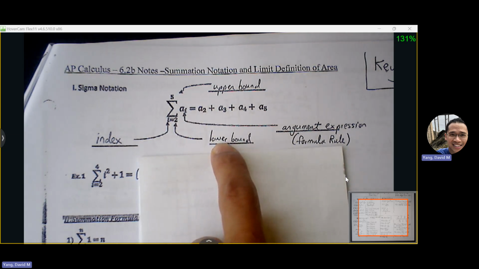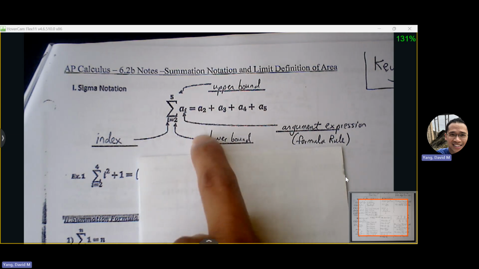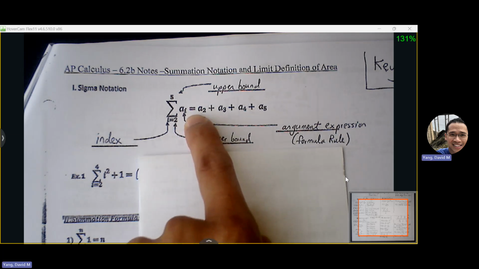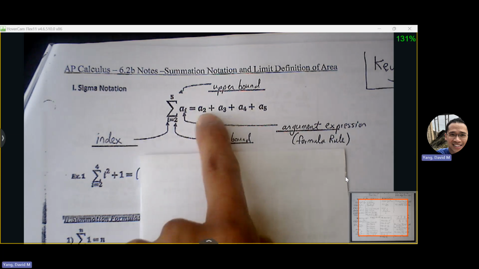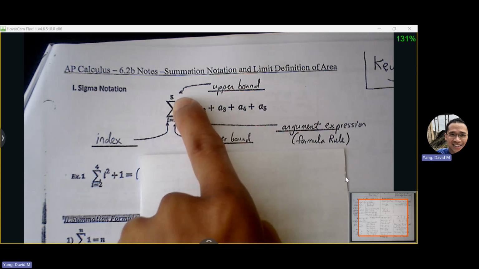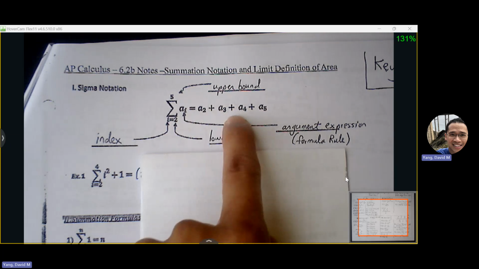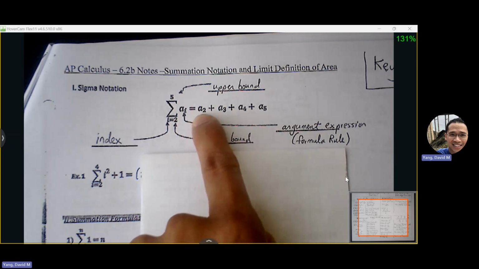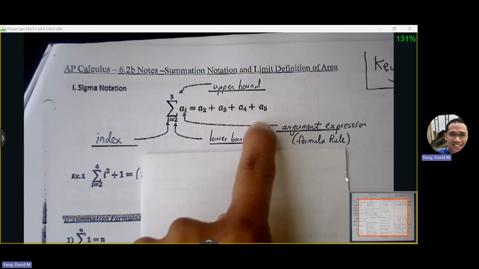So in this case, we're going to start off with a sub 2 because that's the lower bound. Next up, we always increment by 1. So next is a sub 3, and then plus a sub 4, and we keep going until a sub 5. Now that 5 doesn't mean that there are 5 terms necessarily. That just means that that's the last term that we plug in. And because we start with 2, there's only 4 terms, right? a sub 2, a sub 3, a sub 4, a sub 5.